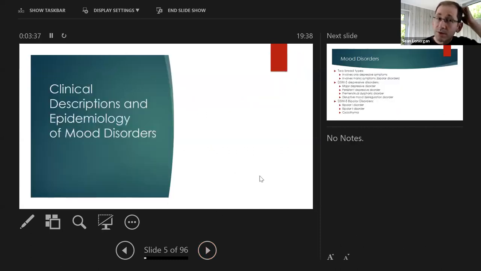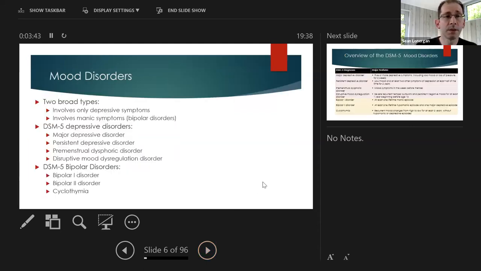So first I'll start with clinical descriptions and epidemiology of mood disorders as a whole. When you think about mood disorders, there are two broad types. The first involves only depressive symptoms, and the second involves depressive symptoms with potentially manic symptoms, and that would be called bipolar disorders. Within the Diagnostic and Statistical Manual 5, depressive disorders that are recognized include major depressive disorder, persistent depressive disorder, premenstrual dysphoric disorder, and disruptive mood dysregulation disorder. Within bipolar disorders, we have bipolar 1 disorder, bipolar 2 disorder, and cyclothymia.